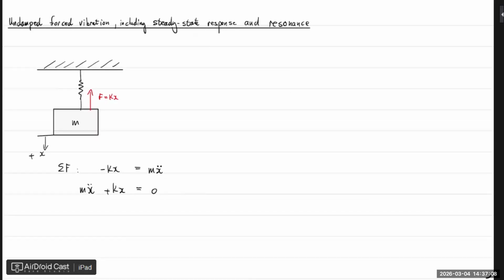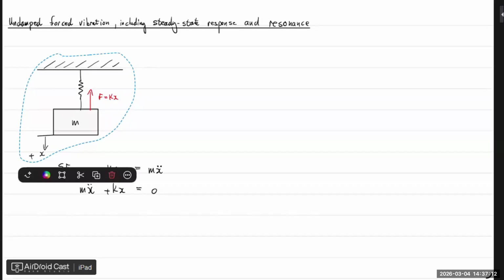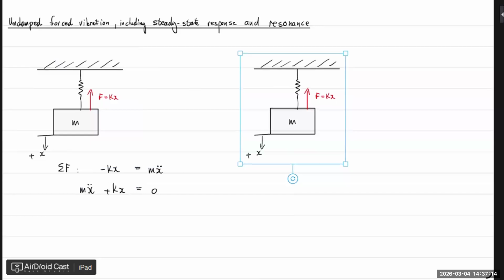But now what we're going to do is take the same system, but say there's something else. There's an extra force. There's an extra force with respect to time, so it's a function. And this force is harmonic, meaning it goes back and forth. It can be just one quick force, but what we're going to look at today is harmonic forces.